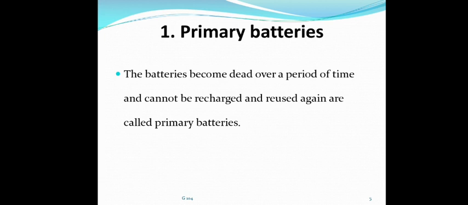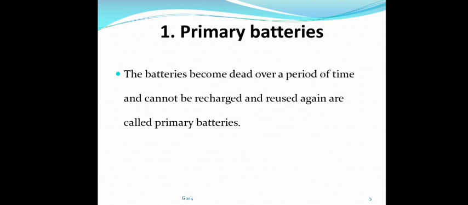For example, if you say batteries, what comes suddenly into your mind? The batteries which we use in our transistors, clocks, or even torch lights, all these batteries. These are all called dry cells. Electricity is produced for some time. After that, the battery becomes dead. That means it gets exhausted. The chemical reactions are over. You cannot reverse the chemical reaction. That's why you cannot recharge it.